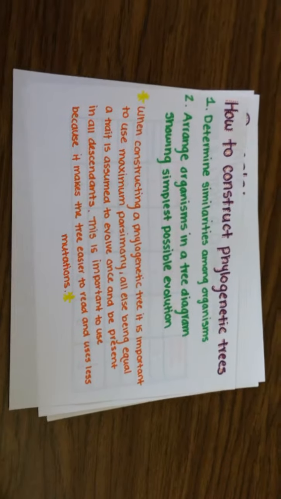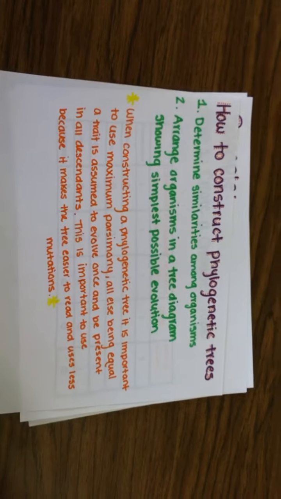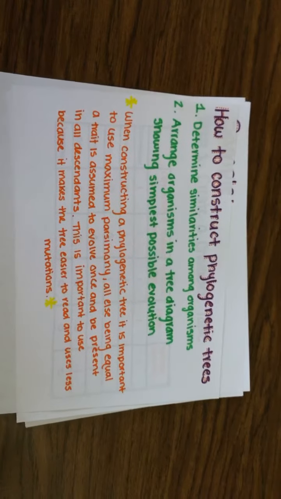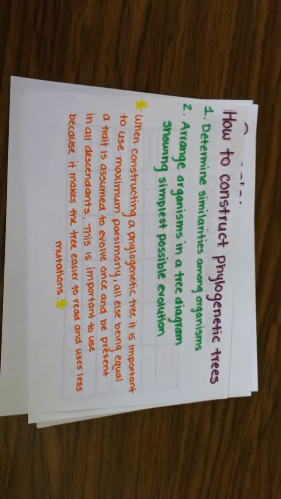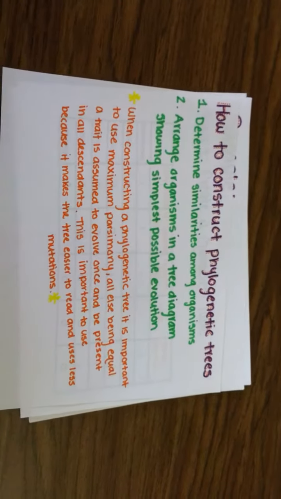How to construct phylogenetic trees. 1. Determine similarities among organisms. 2. Arrange organisms in a tree diagram showing simplest possible evolution.